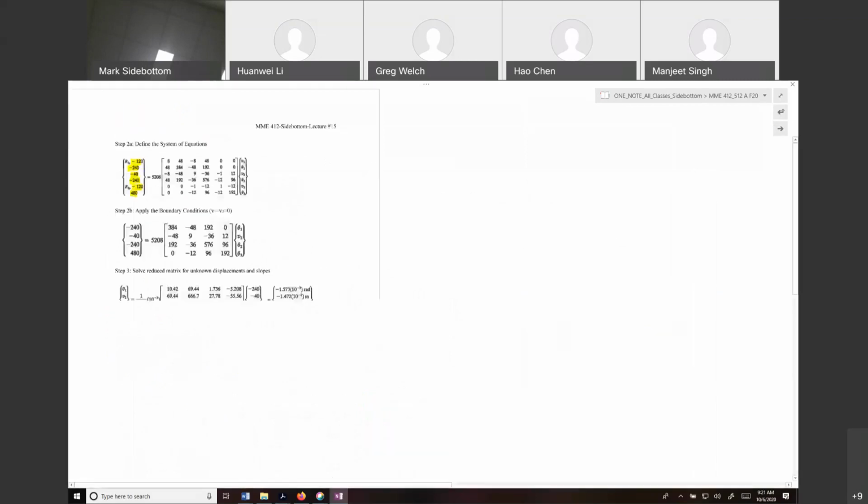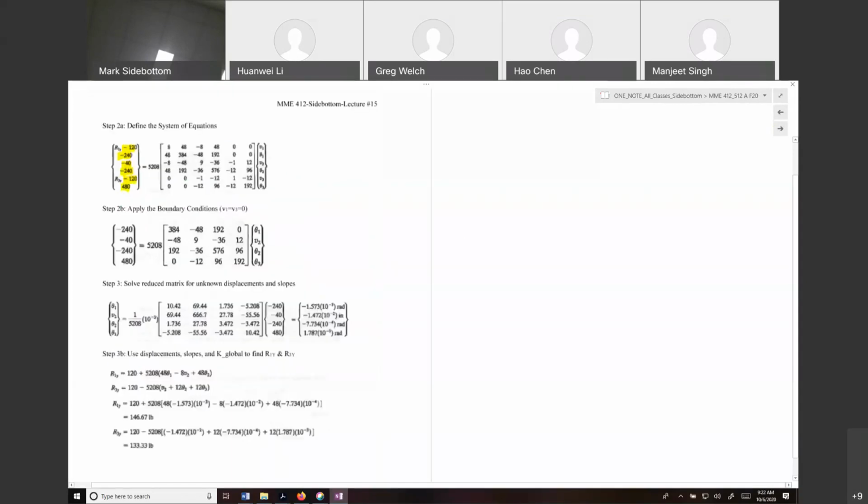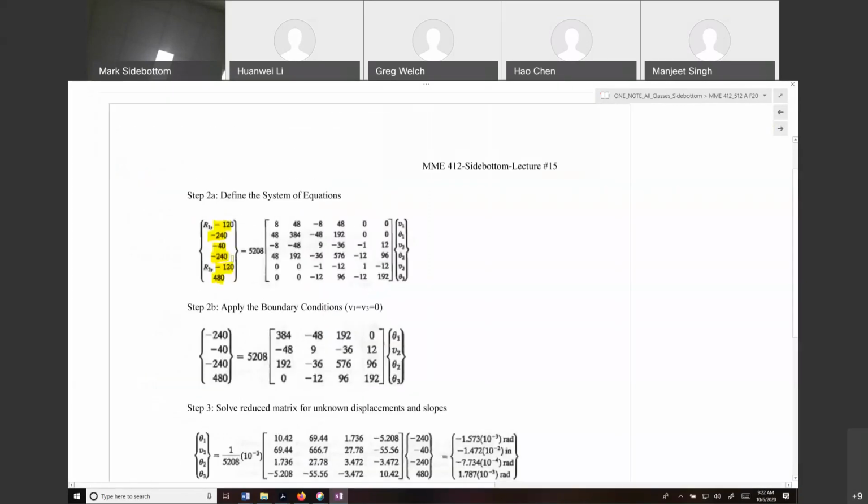So those are the forces we had defined, these elements here. There's two elements, V2 and M2, and we had to add them together. We got minus 240 and negative 240. So that's where this minus 40 and negative 240 come from here.